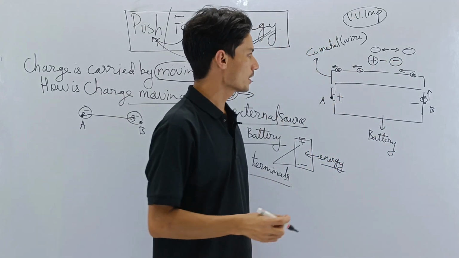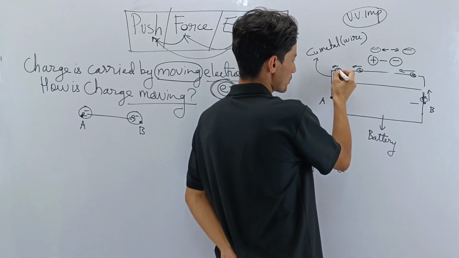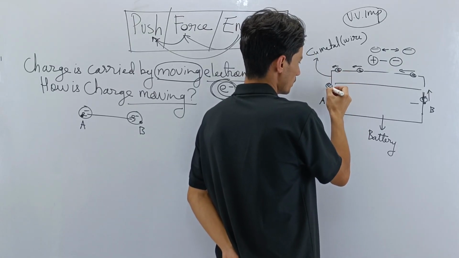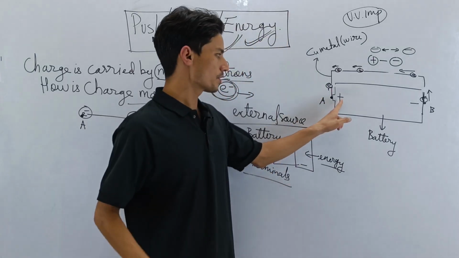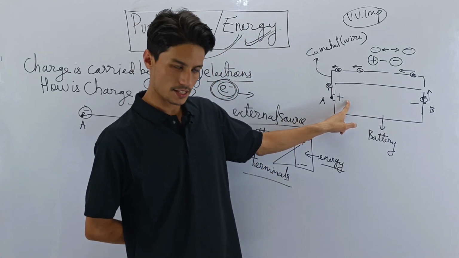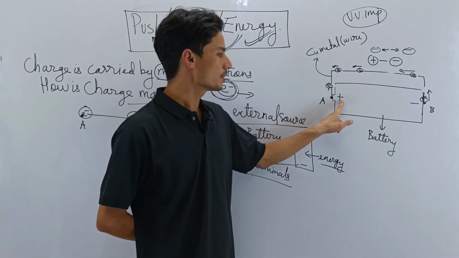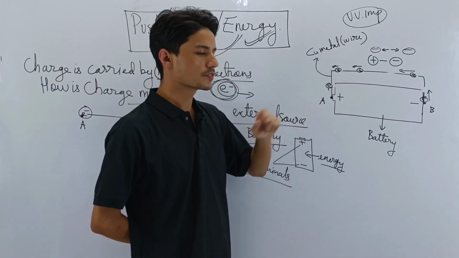It will be a pull. So the force will be a pull. This negative electron will be attracted to the positive terminal. All right, understood? Yes. So the negative electron will be attracted to the positive terminal.